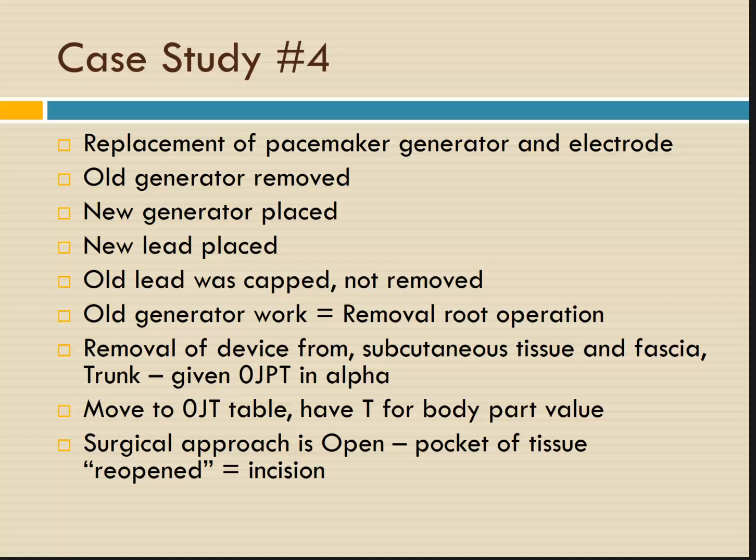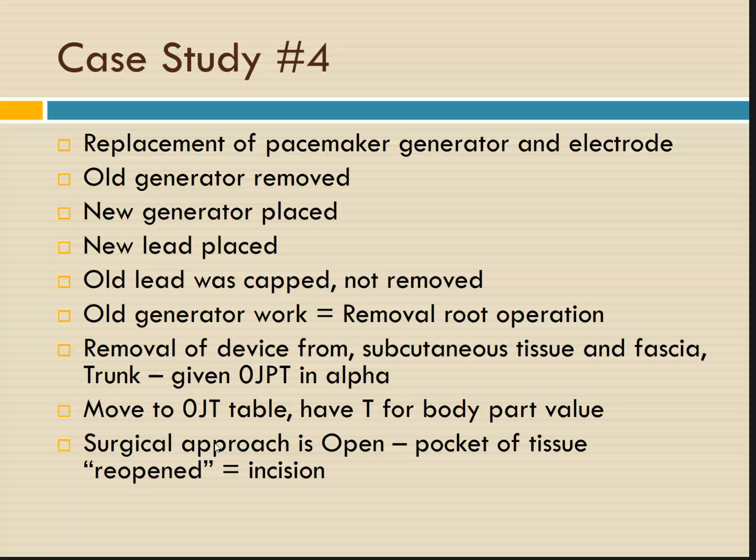We have to code the removal of the old pacemaker generator, and we also have to code the insertion, or the putting in, of the new pacemaker generator. So for the removal of the current pacemaker, we're going to index the removal of device from in the alpha, subcutaneous tissue and fascia. That's where it's located. It's always put in a subcutaneous pocket. And then trunk, because there's no chest option in that area. So you're going to use trunk as a synonym for chest.